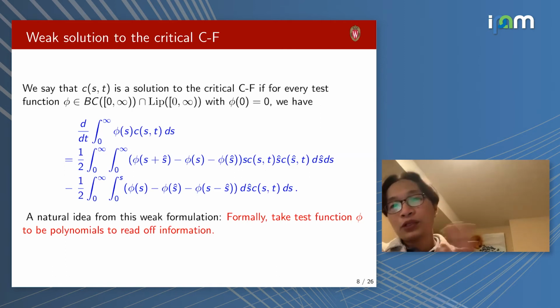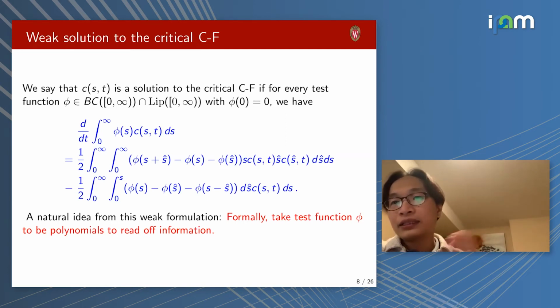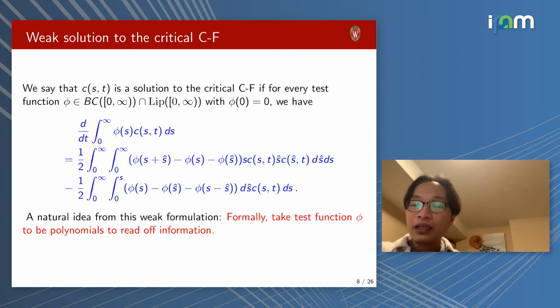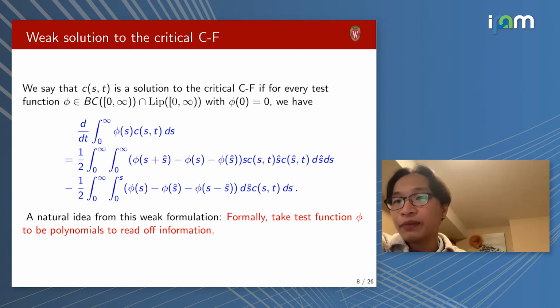Okay. Of course, why do we care about this weak form? If you write out this weak form, you stare at it for a few hours, let's say, then we see that we should utilize this weak form in some ways. And clearly, because I have some certain additive structure over there, I have phi of S plus S hat minus phi S minus phi S hat. So maybe naturally, it's good for me to take test functions to be polynomials, for example, right? Those are natural for me to read off information, let's say.